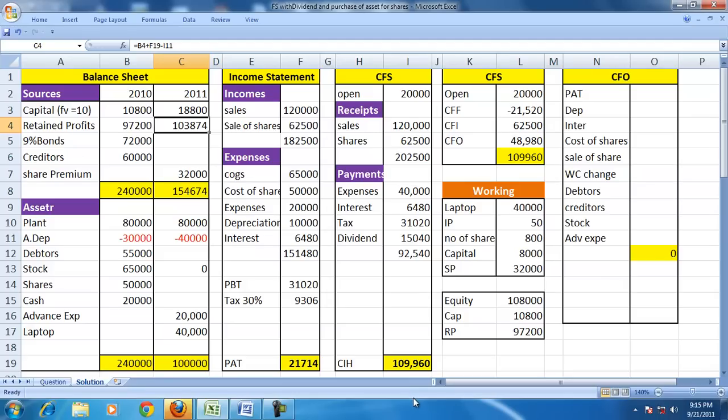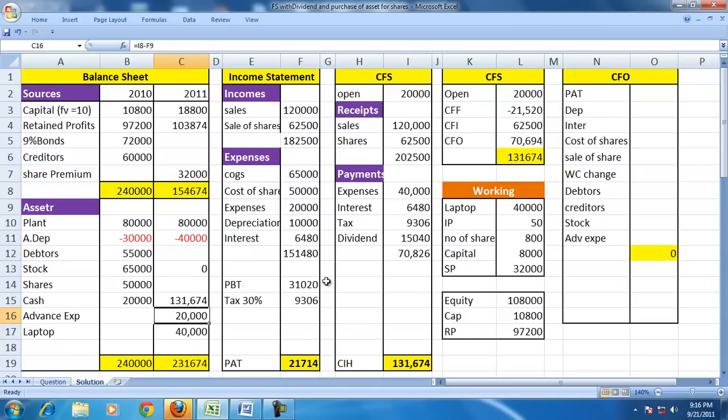So cash in hand, the cash flows 20,120.62, total cash available 202, and the total cash payments 40,608, the tax paid 9,306, and the dividend paid is 15,040. So this is the cash outflow. So cash in hand is 131,674. So that will appear on the balance sheet as an asset.